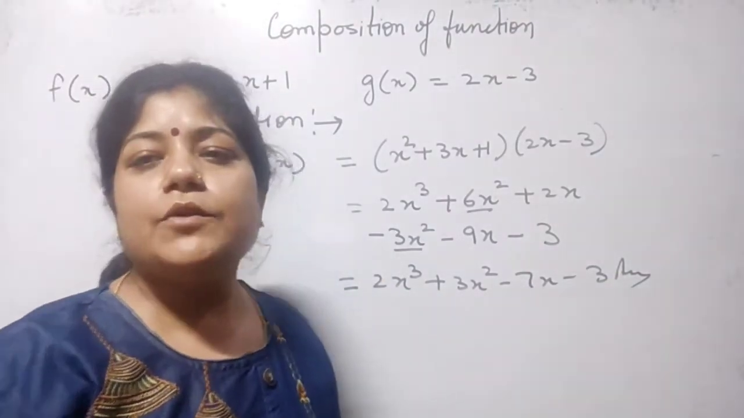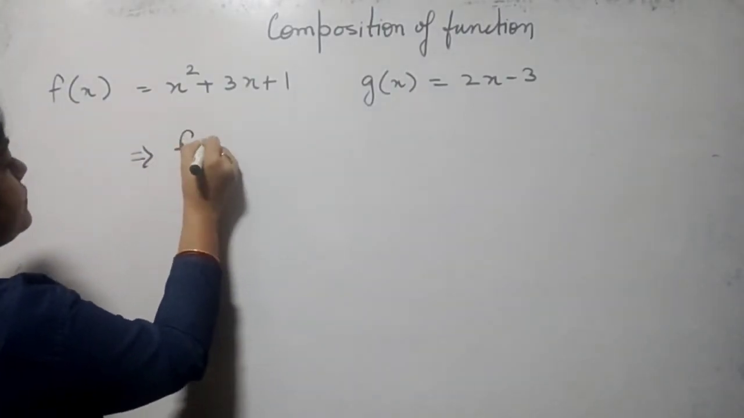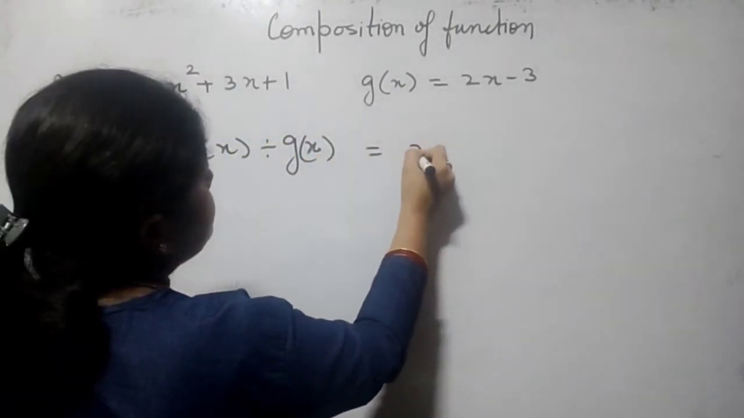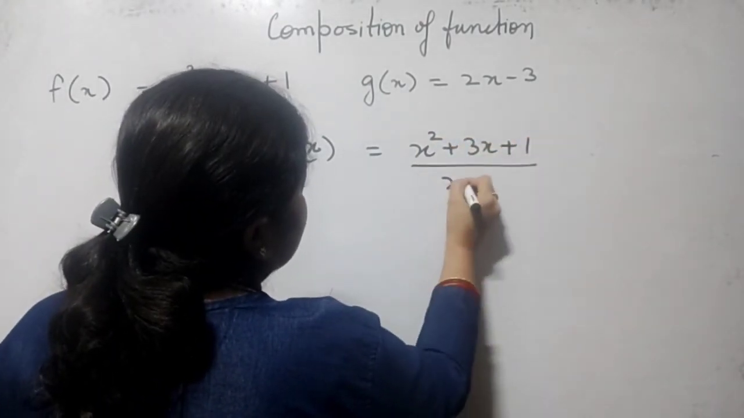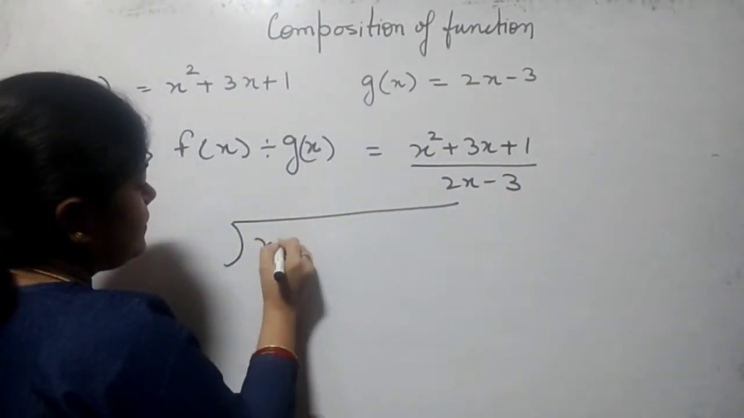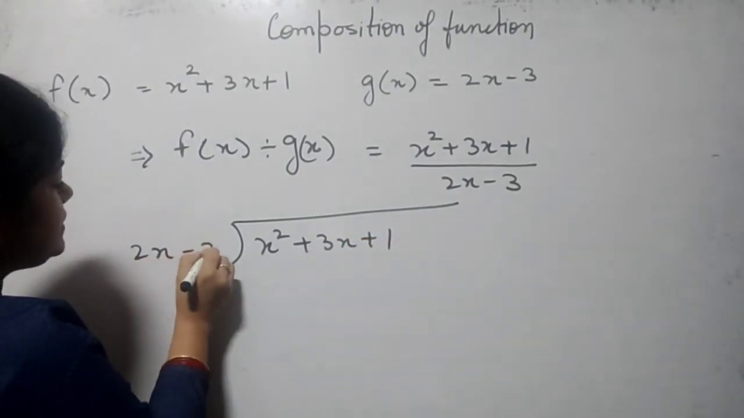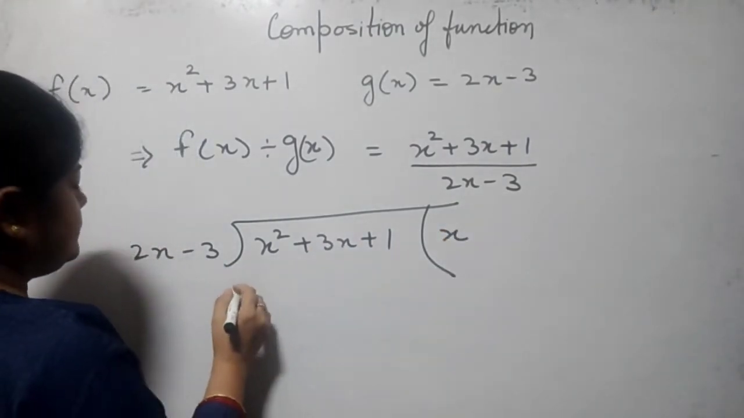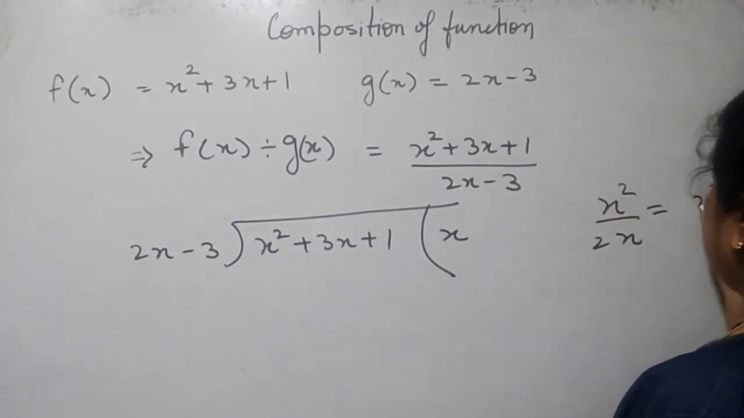Now how to divide two functions. If we divide f(x) divided by g(x), what does it mean? x square plus 3x plus 1 divided by 2x minus 3. So we divide in the same manner, x square plus 3x plus 1, now 2x minus 3. So when we divide, we get x over here, it is x square divided by 2x. What we get, x by 2.